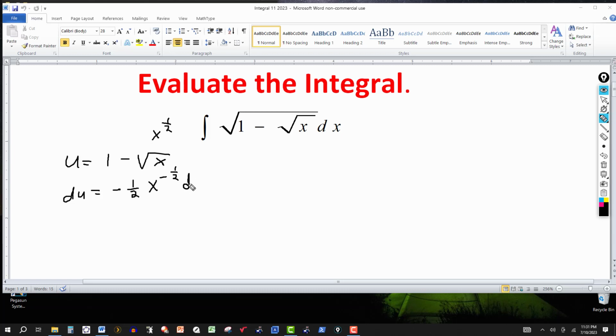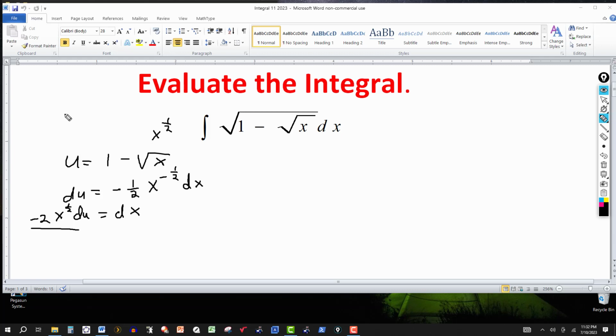That'll be dx. Then I'm going to solve for dx, to try to convert this integral into one involving the variable u. So I'm going to multiply by x to the 1/2. That's going to cancel this x to the negative 1/2. And I'm also going to multiply by a negative 2. So this will be a negative 2 x to the 1/2 du, and then this will be dx. So in that integral, dx can be replaced by this.